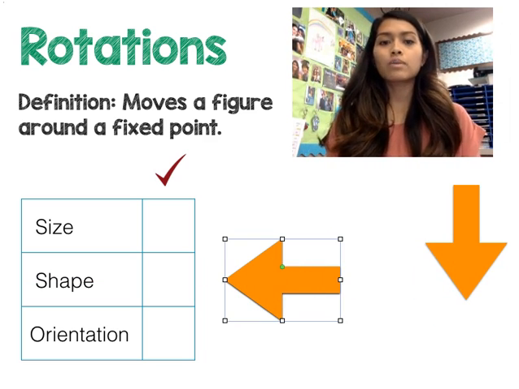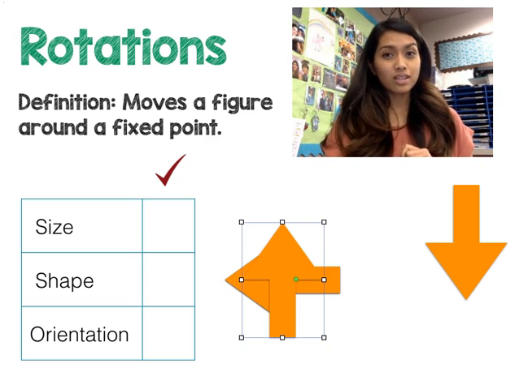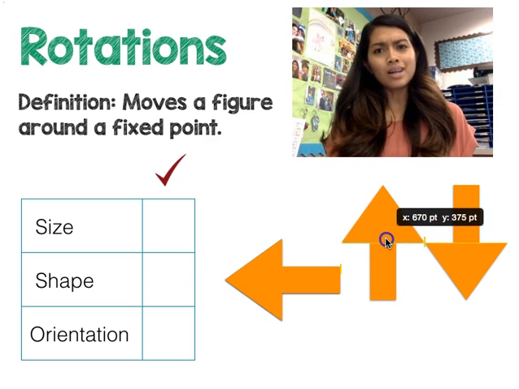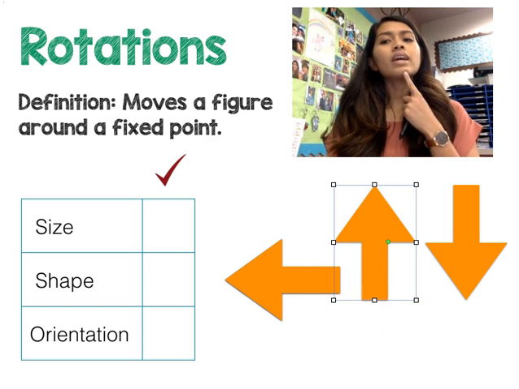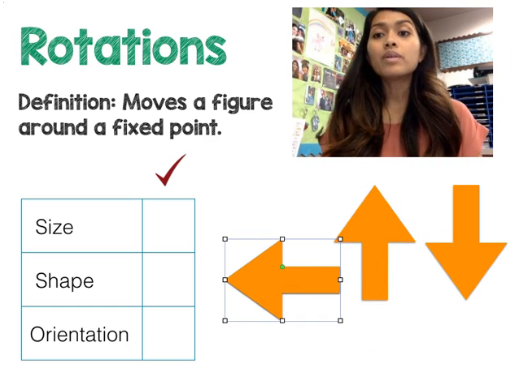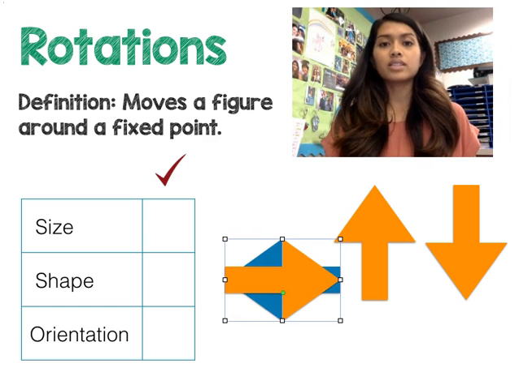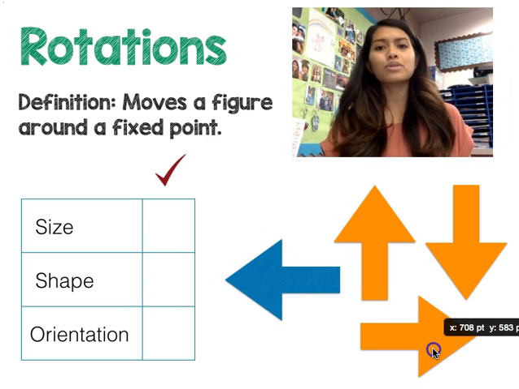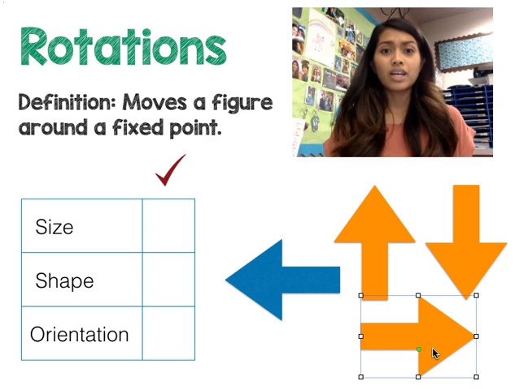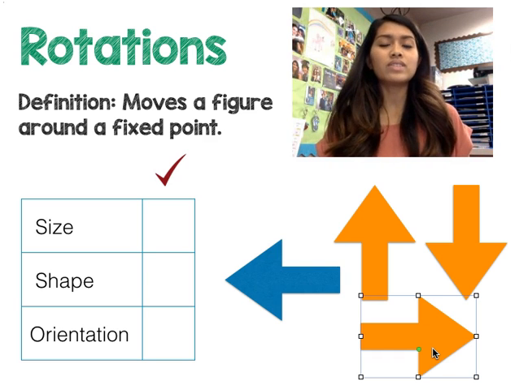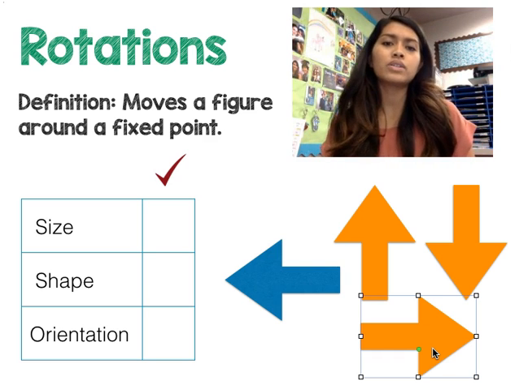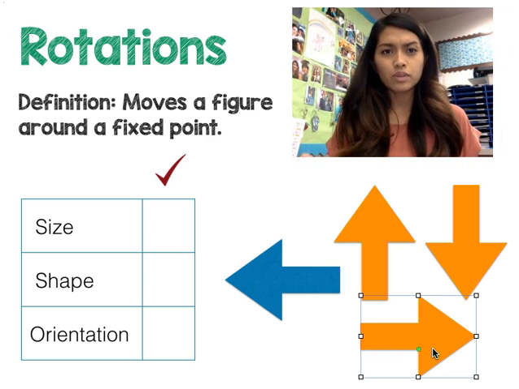Okay, well, what if I rotate it 270 degrees clockwise? Now it's pointing up. Okay, what's the other one that we've learned? Oh, what about 180 degrees? Now notice our arrows are pointing in all different directions. It was originally pointing to the left, now it's pointing up and down and to the right. So it's kind of all over the place.